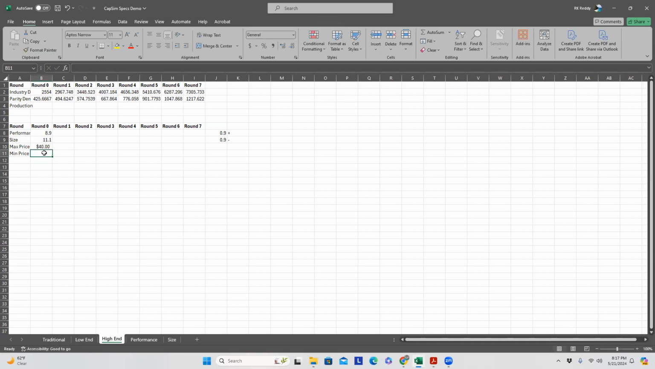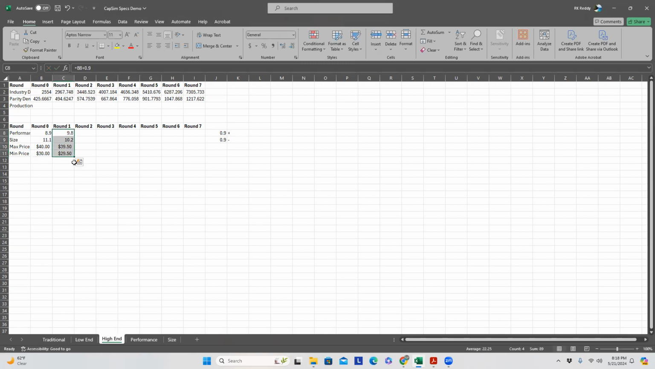And then they have a price of $30 as the low price. So let's look at configuring this. Performance is 0.9, okay, and the size is minus 0.9. So now let's calculate this. Also, this one is going to decrease by 50 cents, and this is also going to decrease by 50 cents.